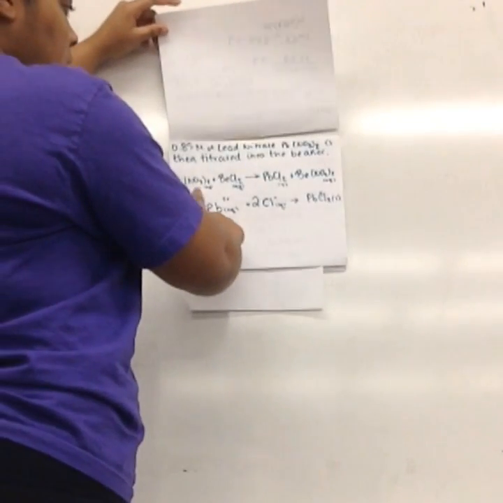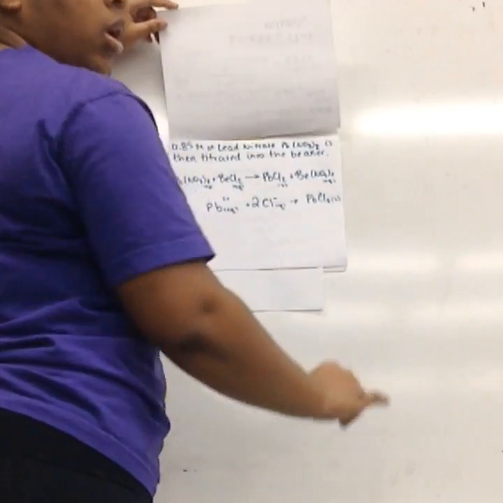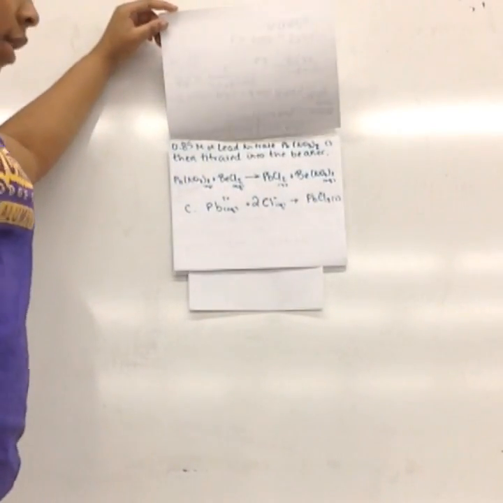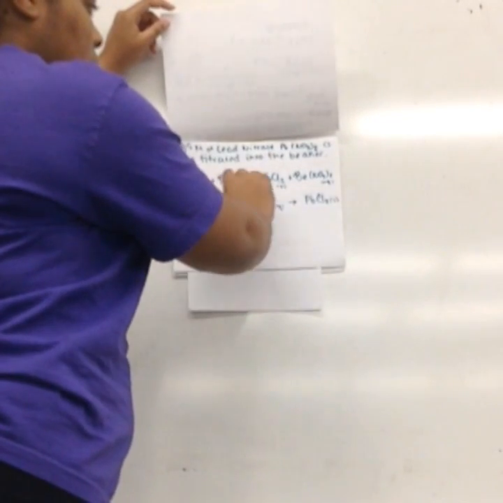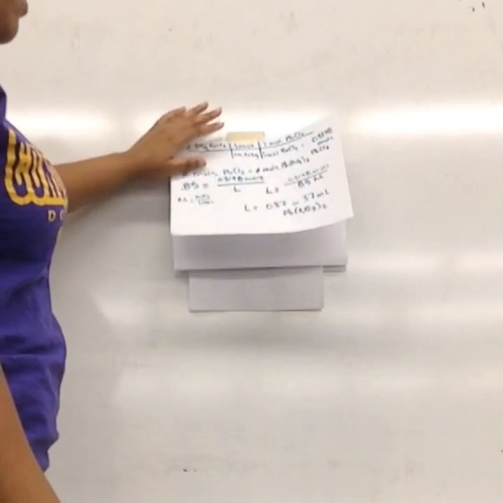And the reason why that was so simple is because everything has a 1-to-1 ratio. Nothing has any 2s or 3s or 4s or anything. If it did, then the problem would be different and it wouldn't have been so simple, or our ratio would have been different.